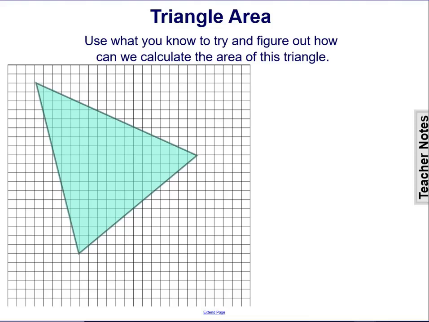Use what you know to try and figure out how can we calculate the area of this triangle. So if I look at this triangle, I can't, based on this grid, count out how long the base is, how long the height is. So what I can do is I could actually create a rectangle around this triangle. So these are things we know. We know how to find the area of a rectangle, and now we have 3 smaller triangles around the larger triangle.